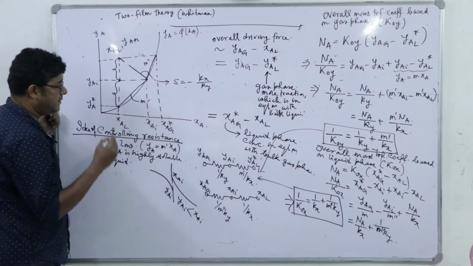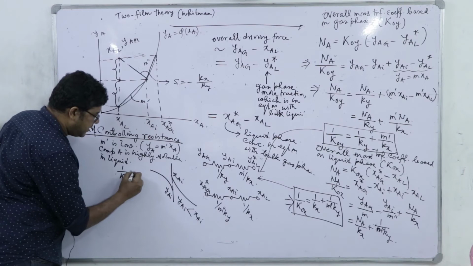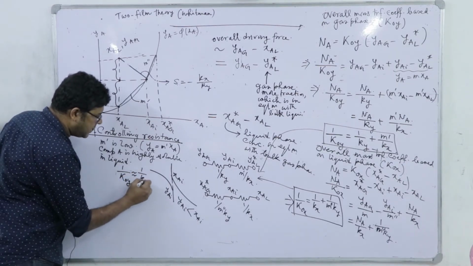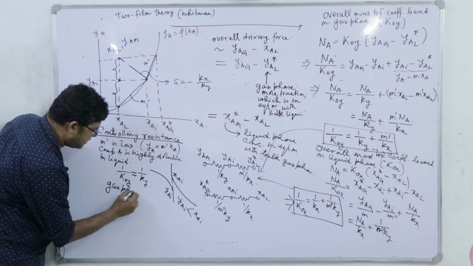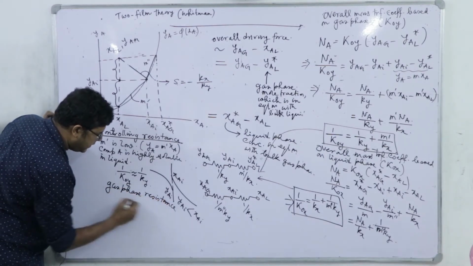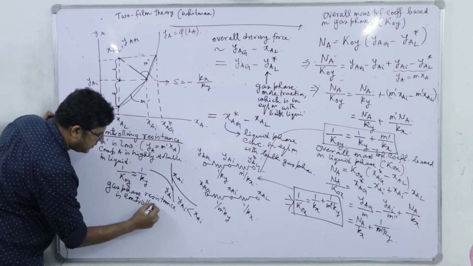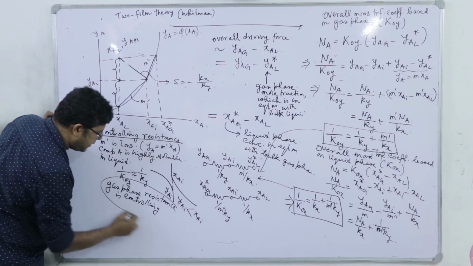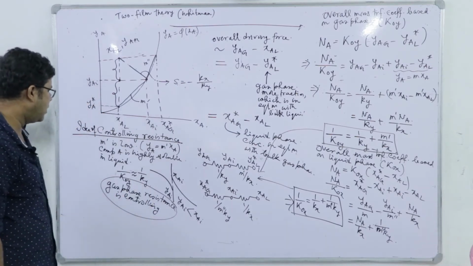So, in that case 1 by KOI is nearly equal to 1 by KY. So, which means the gas phase resistance is controlling, right, provided you have low value of m prime.